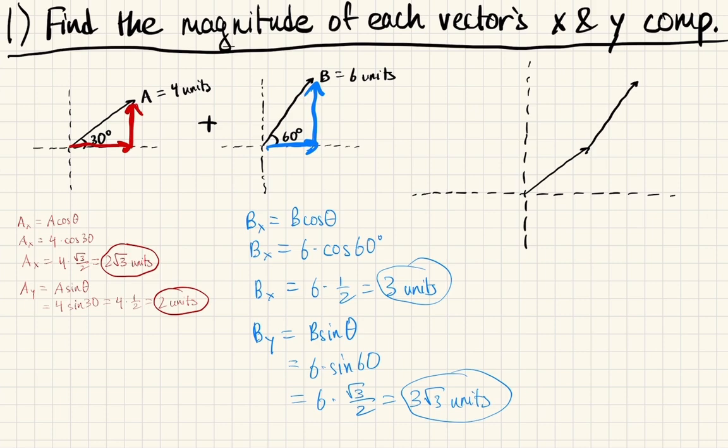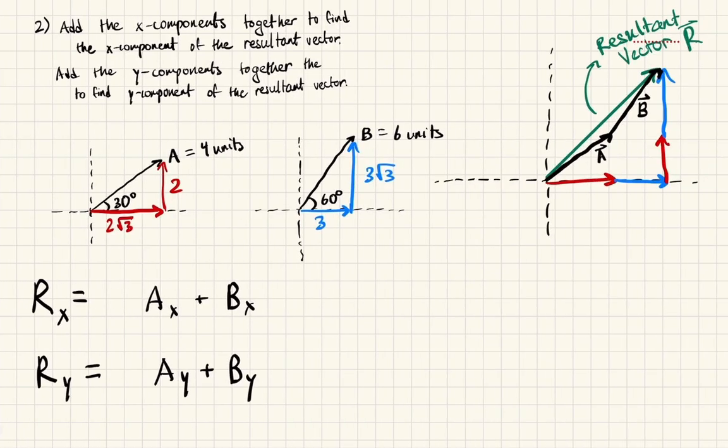Okay, now that we've completed step 1, let's go ahead and move on to step 2. And that is to add the x components of vector A and vector B to find the x component of the resultant vector, and to add the y components of vector A and vector B to find the y component of the resultant vector, okay? And to help you visualize this, I've drawn this image here on the right. And as you can see, I drew, using the tip-to-tail method, the vector sum of vector A plus vector B, and that would be this green vector here, which is the resultant vector, okay?